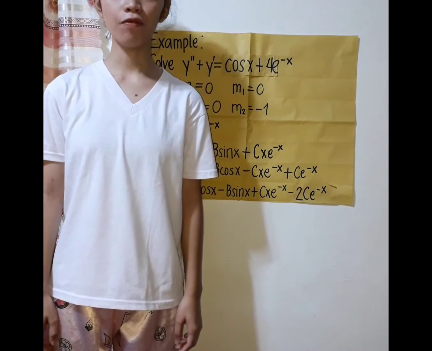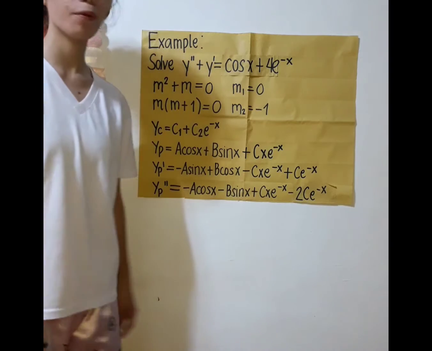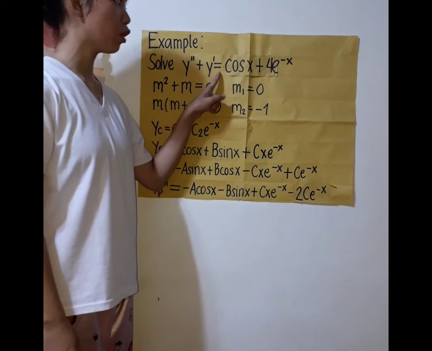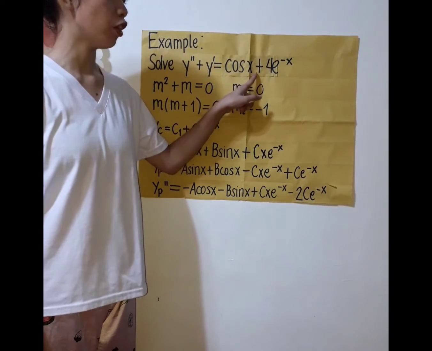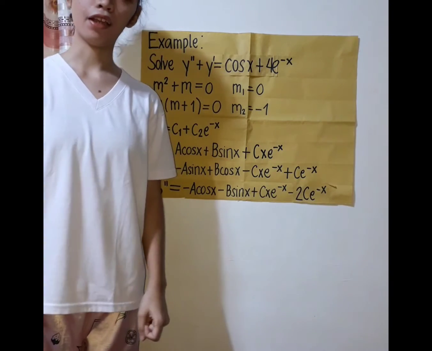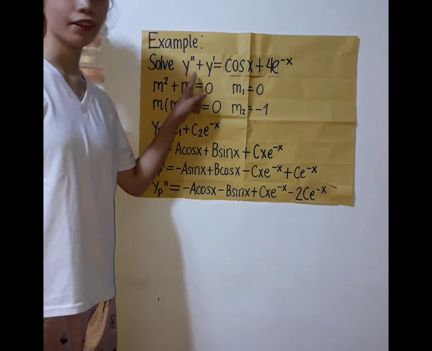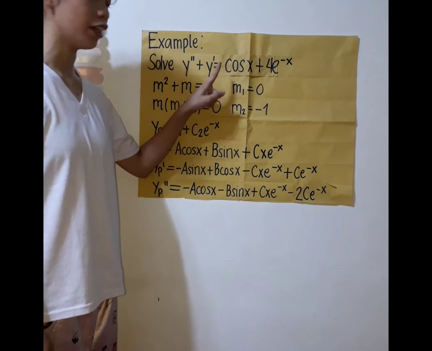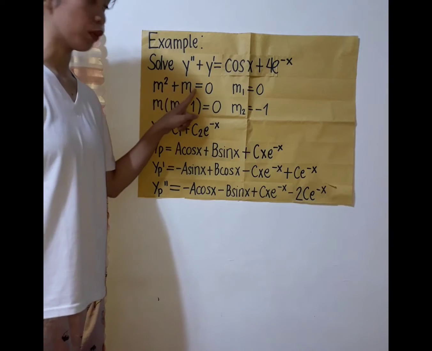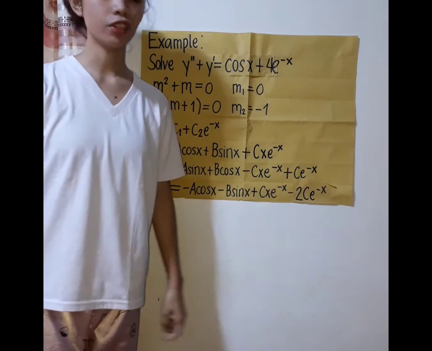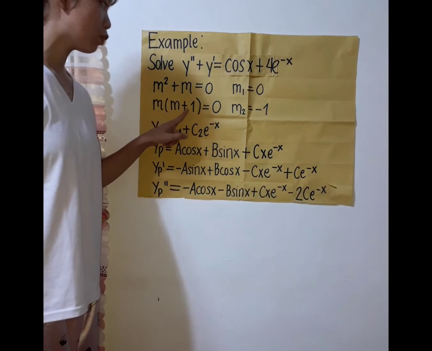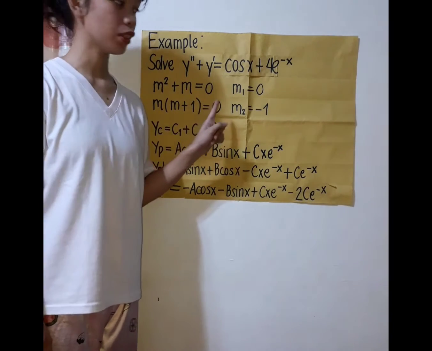So now let us have some example. Example number 1. So y double prime plus y prime is equals to cosine x plus 4e raised to negative x. So ano nga ba ang first step na gagawin natin? Ang gagawin natin ay hanapin natin ang auxiliary equation ng DE na to. So eto siya. M squared plus m is equals to 0, and dahil factorable siya, magiging ganito siya. M parenthesis m plus 1 parenthesis is equals to 0.